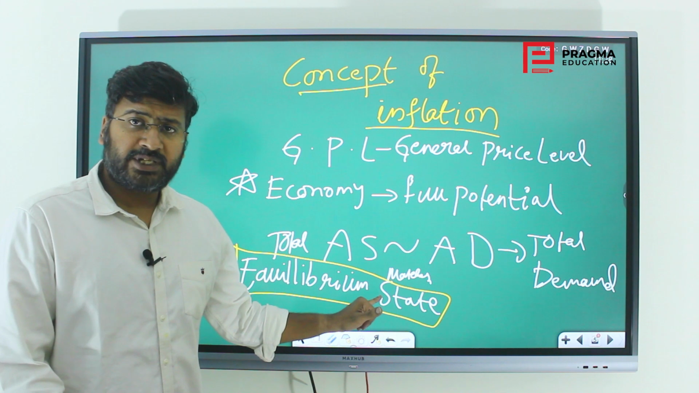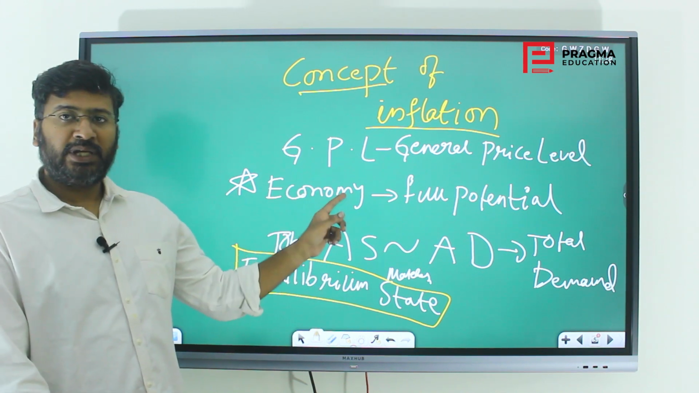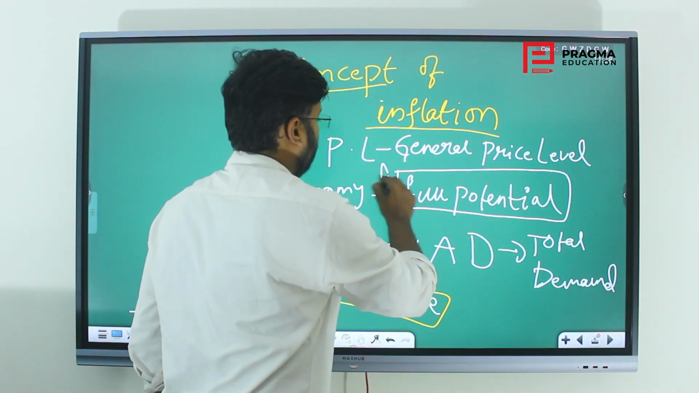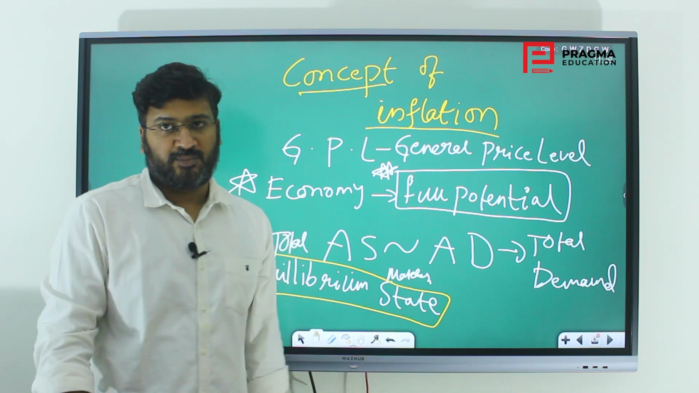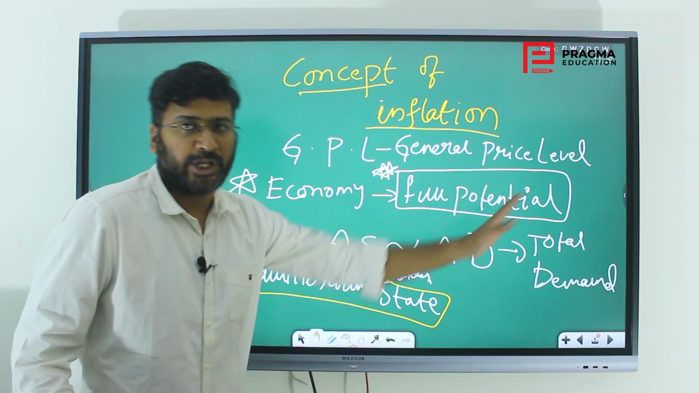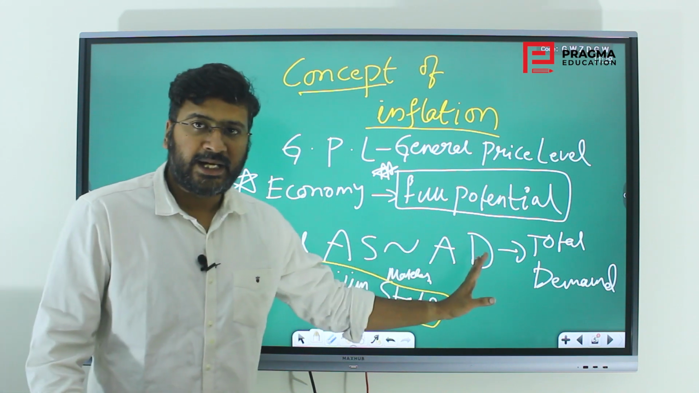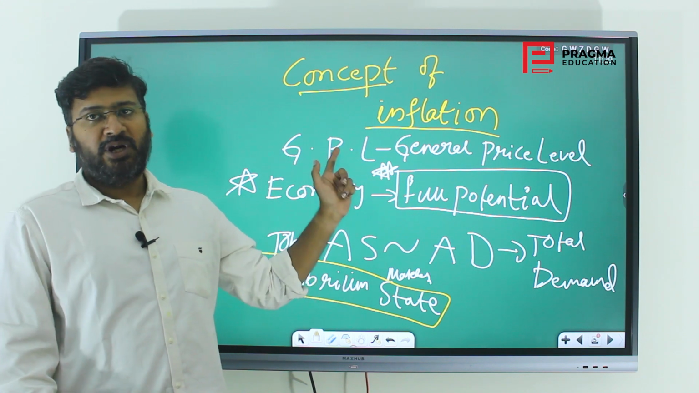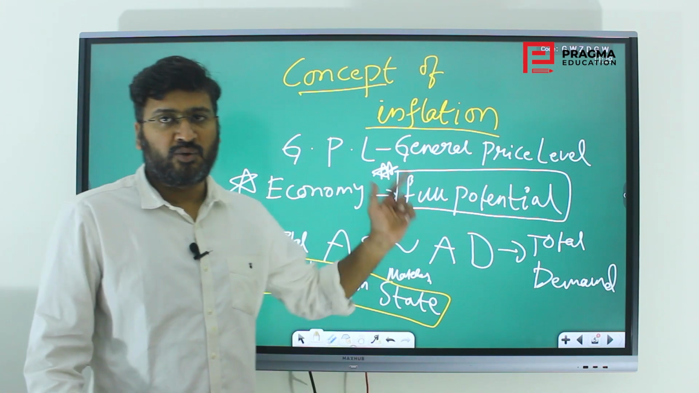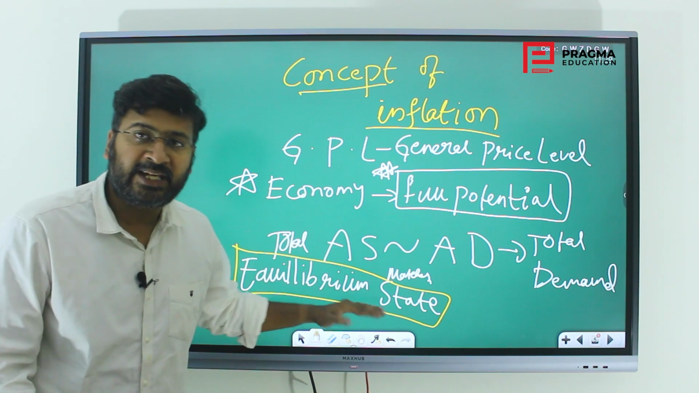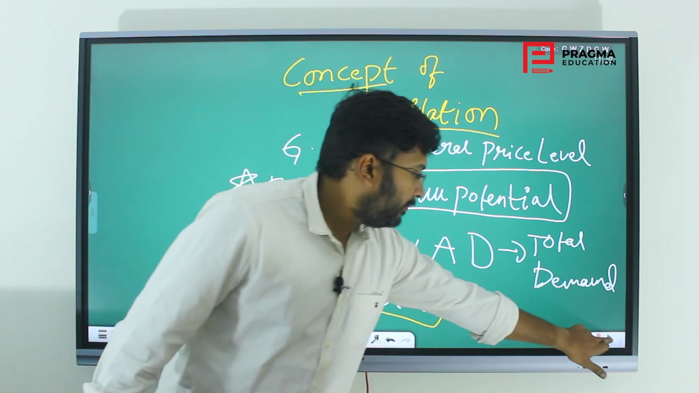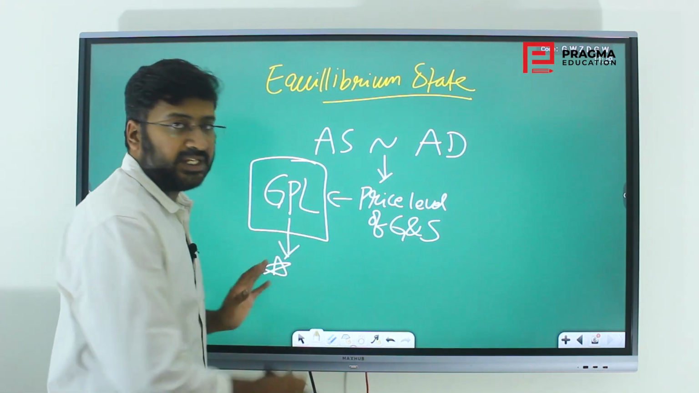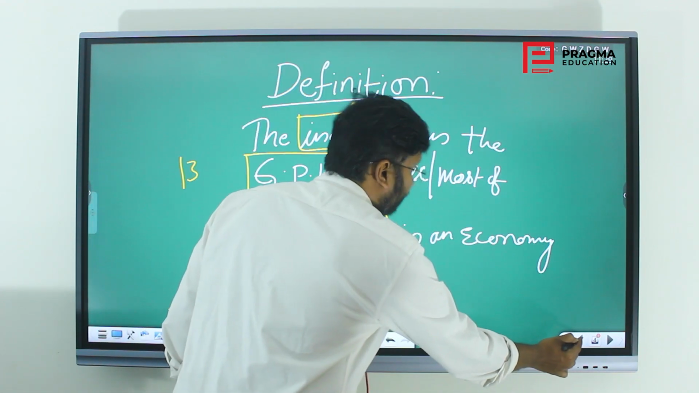So what is equilibrium state? It is the state of an economy when it is working at its full potential. This is very important. I really cannot stress how much important. When the economy is working at its full potential, the aggregate supply and the aggregate demand, when they both match, that state of economy is called equilibrium state, and the prices of the goods, or price level of goods and services in that equilibrium state is called general price level.